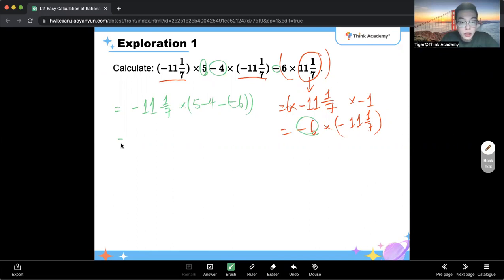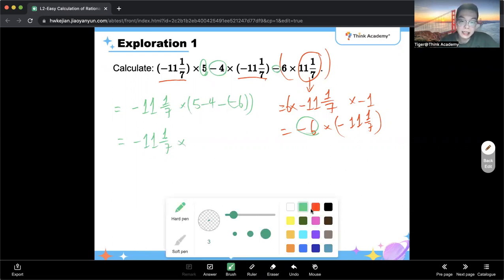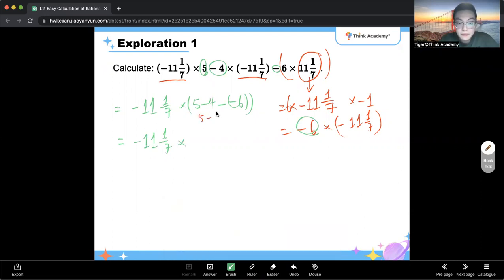Which is equal to minus 11 and a seventh times 5 take away 4 adding 6, which is equal to 7.